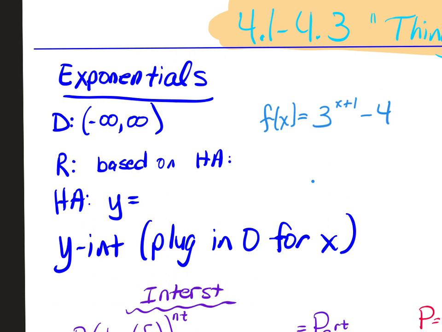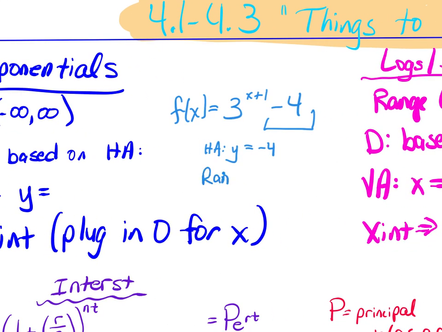Your range is going to be based upon your horizontal asymptote. Remember, your horizontal asymptote is whatever is being added or subtracted. So your horizontal asymptote for this question would be at y equals negative 4. So your range would be based upon that. So think about range like this. Is this a positive exponential function or a negative one? It's a positive one, so it's going to go like this. So you have an asymptote here at negative 4. So does your function exist down here from negative infinity to negative 4 or from negative 4 to positive infinity? So your range would be from negative 4 to positive infinity.